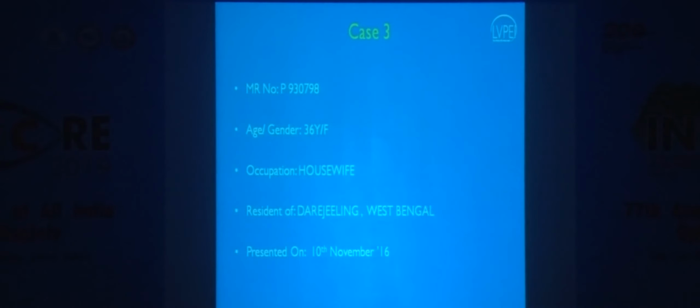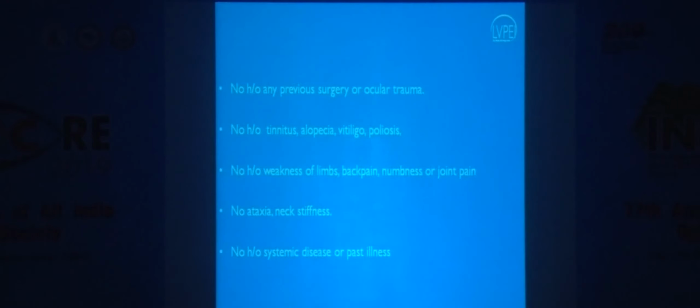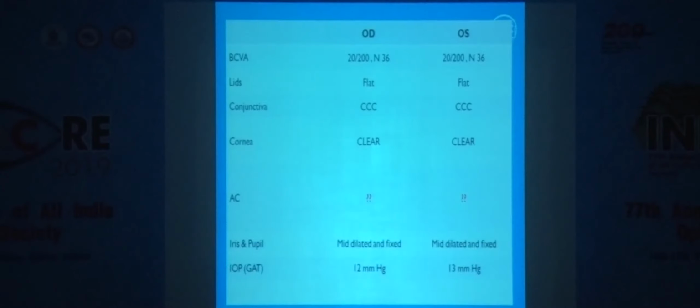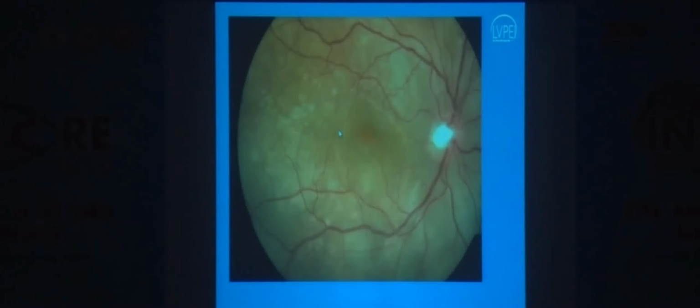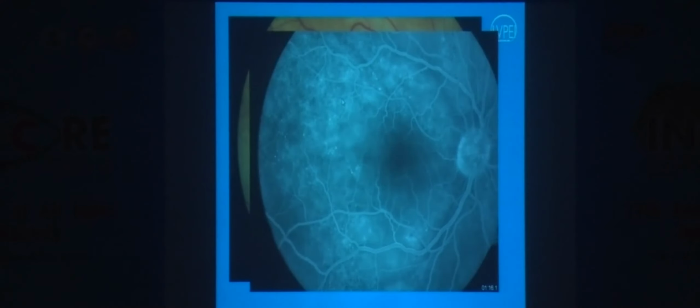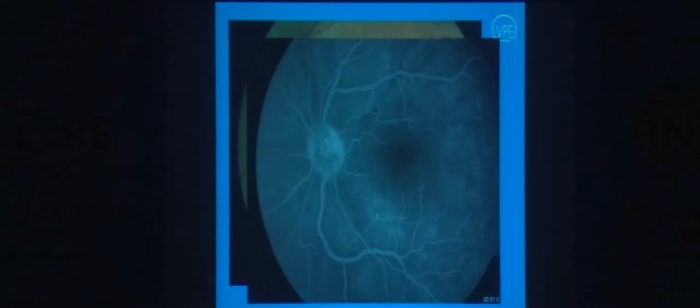I will move on to my third case, and that is a 36-year-old lady who presented to us with complaints of gradual decrease in vision since 22 days, had a history of headache and mild throbbing pain in both eyes, and past history of fever. There was no other significant history. Her visual acuity was 2200 in both eyes, and there was a bit of diffuse thickening on the B scan, and the FFA revealed this characteristic neurosensory detachment in the right eye with multiple pinpoint leakages. Looking at the FA and the fundus photograph, it's a clear-cut, simple diagnosis of VKH, and this patient was treated accordingly.